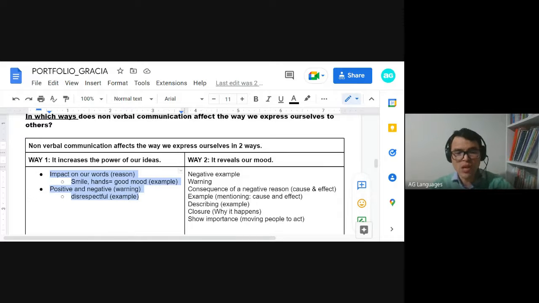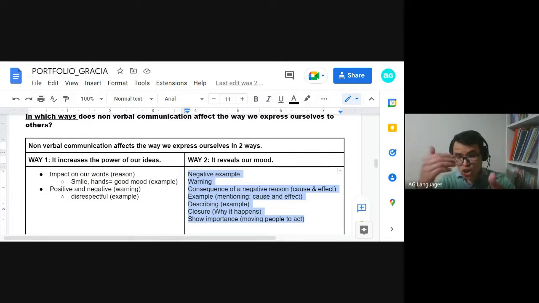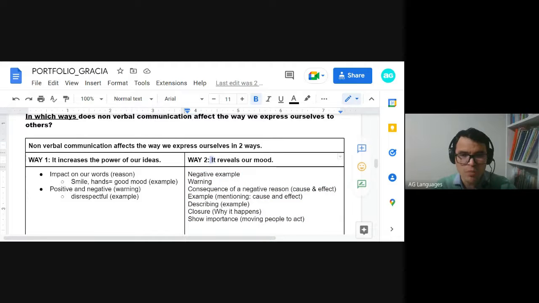The same happens with the second body paragraph. The student hasn't been able to understand the connection among the sentences. So she hasn't thought about the fact that she's talking about how nonverbal communication reveals our mood, but she's starting with a negative example that sounds like a warning. And then there's a consequence that shows cause and effect. And then there's an example of that cause and effect relationship. And then she's describing the example, and she is then closing her idea by saying why it happens.